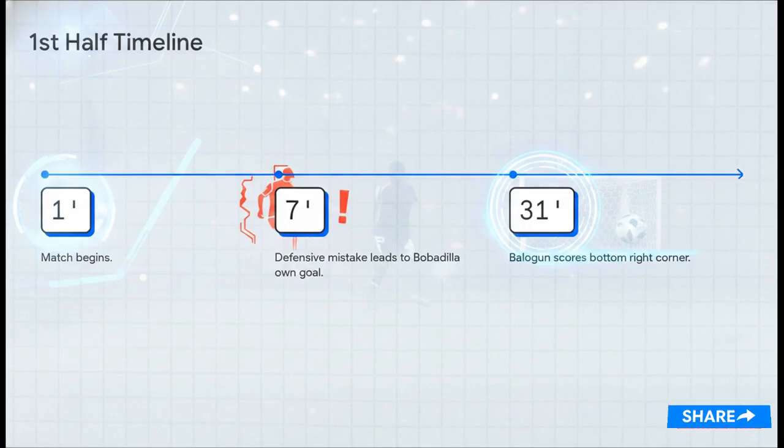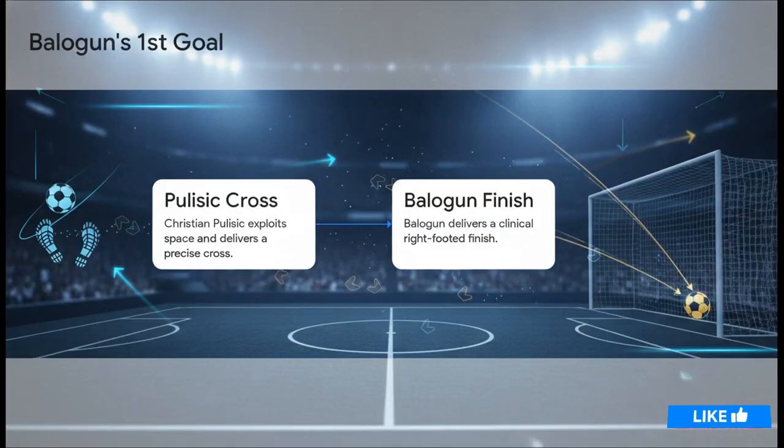That single moment completely flipped the script, forcing Paraguay to open up their shape, which ultimately paved the way for Folarin Balogun to double the lead in the 31st minute. And we've got to talk about the tactical buildup for that second goal, because it was simple, but absolutely devastating. There was no chaotic scramble in the box, it was purely methodical.